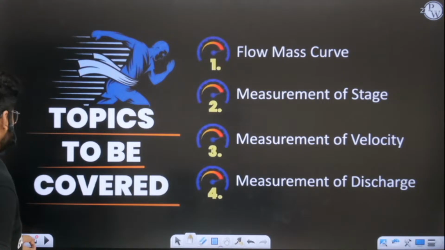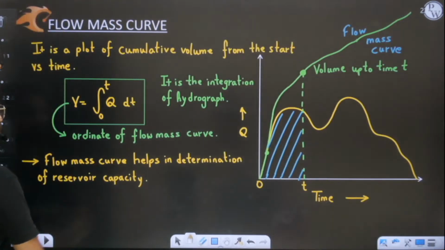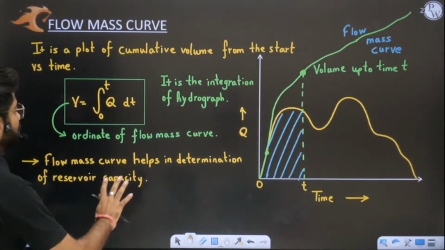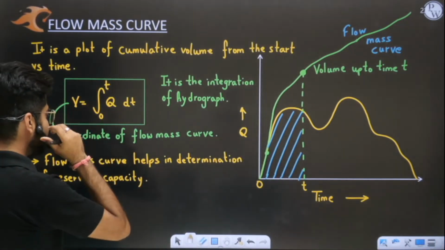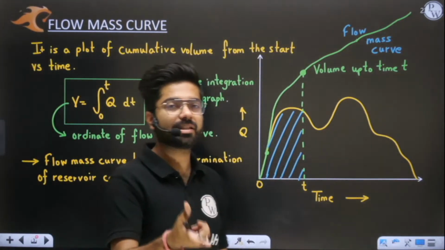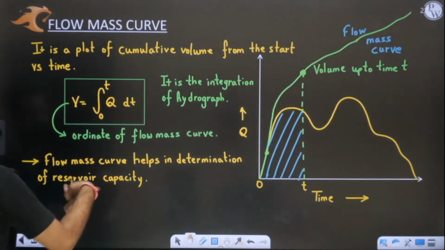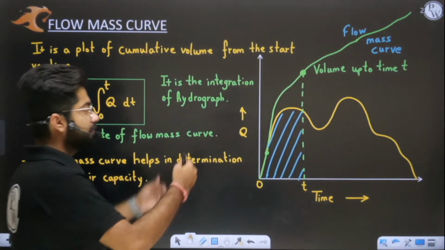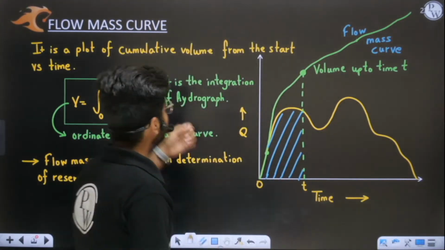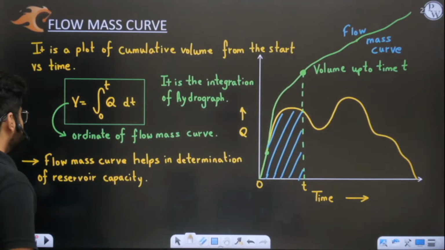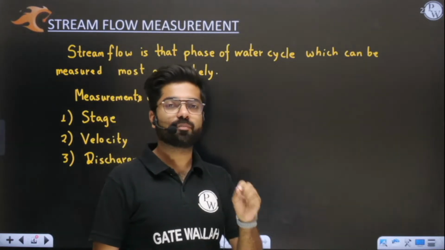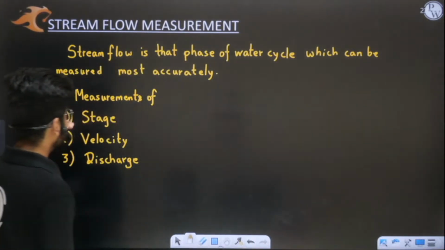Till the last class we have discussed flow mass curve. I told you what flow mass curve exactly is: it is simply the integration of the hydrograph. If someone asks what flow mass curve gives, you will tell that it gives the reservoir capacity, because behind a reservoir water goes on accumulating, and this cumulative discharge is nothing but the total volume. So how much volume of water has been stored behind the reservoir we can find with the help of the flow mass curve.